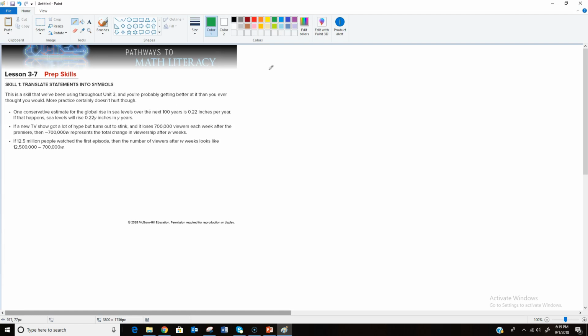Hello all, we're picking back up with what in our book is called Section 4. And we are going to start with our prep skills, and skill 1 is to translate statements into symbols.